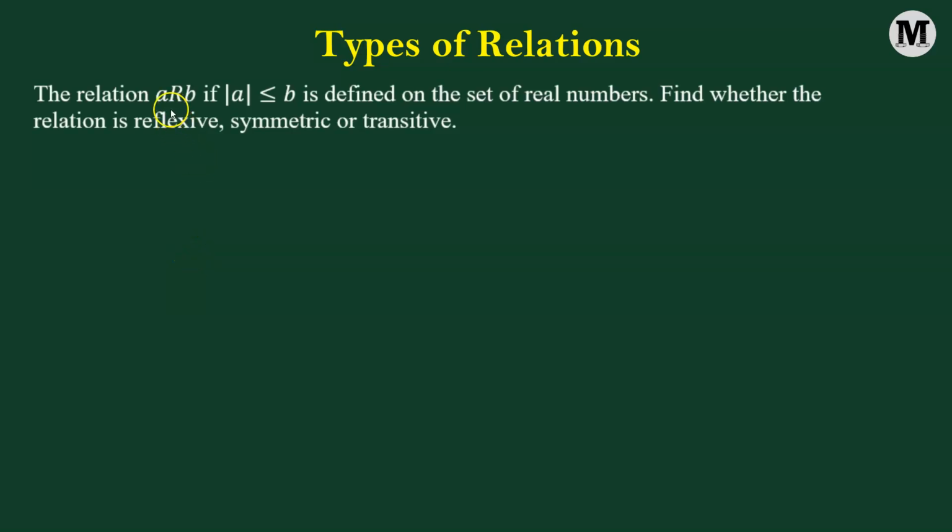The relation A related to B if absolute value of A is less than or equal to B is defined on the set of real numbers. Find whether the relation is reflexive, symmetric, or transitive.